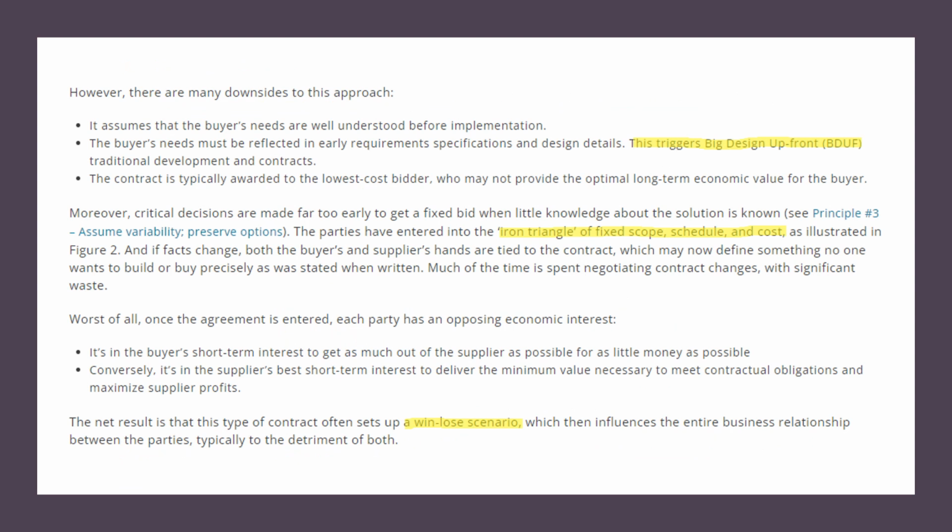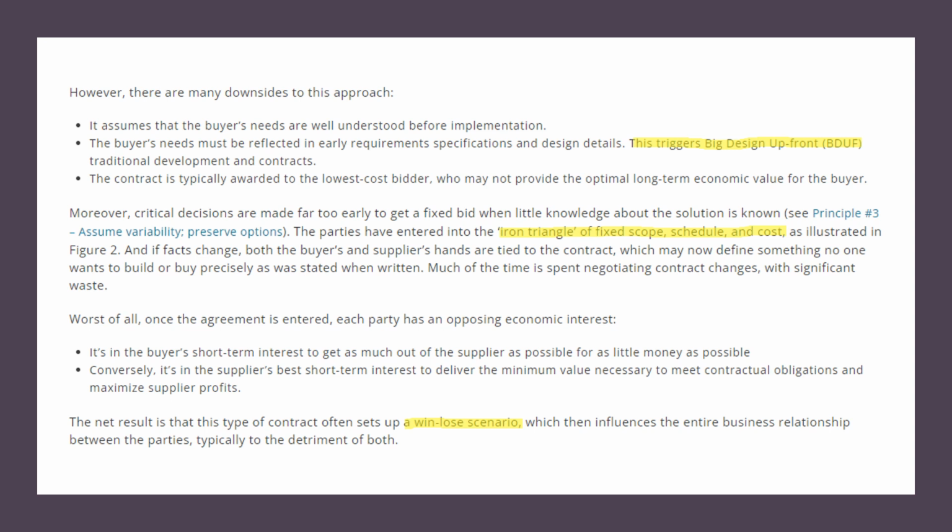However, there are many downsides to the fixed price approach. It assumes that the buyer's needs are well understood before implementation. The buyer's needs must be reflected in early requirement specification and design details. This triggers big design upfront traditional development contracts. The contract is typically awarded to a low-cost bidder who may not provide an optimal long-term economic value for the buyer. Moreover, the critical decisions are made far too early to get a fixed bid, when little knowledge about the solution is known.